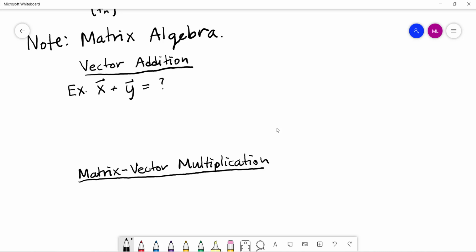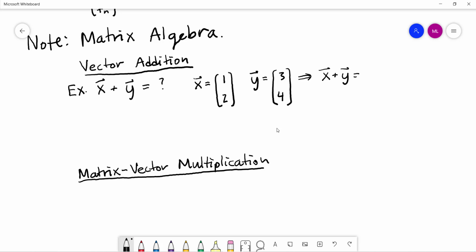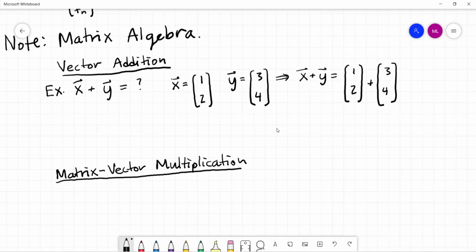what the result is. If our x vector looks like this, so let's assume it's a 2 by 1 vector because that's what we're going to be dealing with. Let's say it's the vector 1, 2, and y is the vector 3, 4. Then in that case, what is x plus y? Well, all we need to do is basically take our two vectors and add them together. So 1, 2 plus the vector 3, 4.